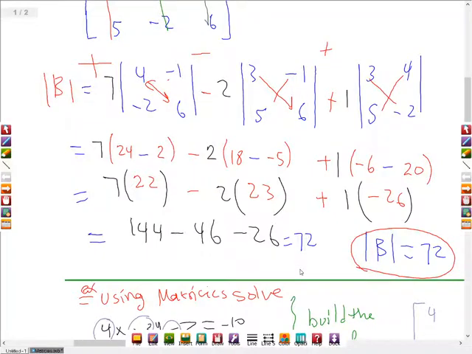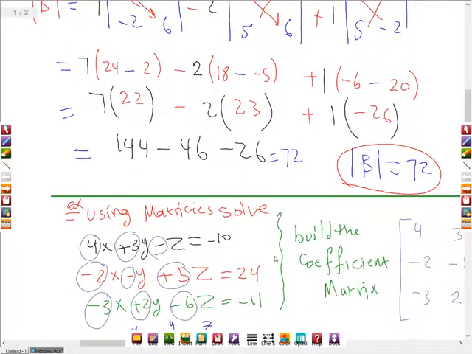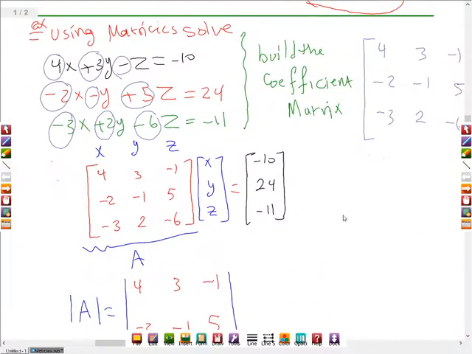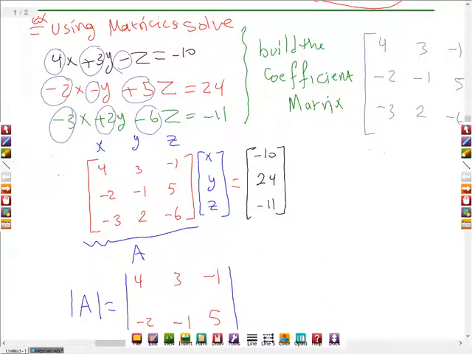Okay, let us see how we apply the determinant concept to solve a system of 3 linear equations. Using matrices, solve 4x plus 3y minus z equal -10, -2x minus y plus 5z equal 24, -3x plus 2y minus 6z equal -11.